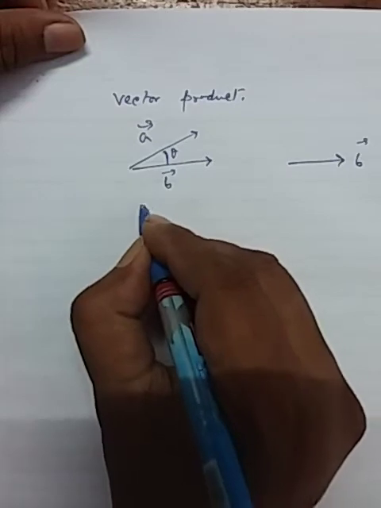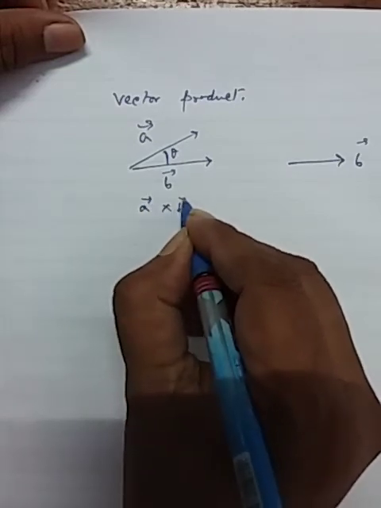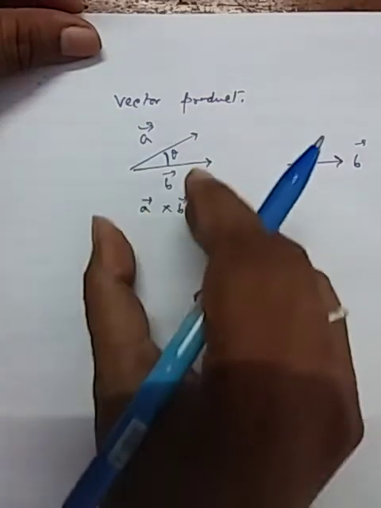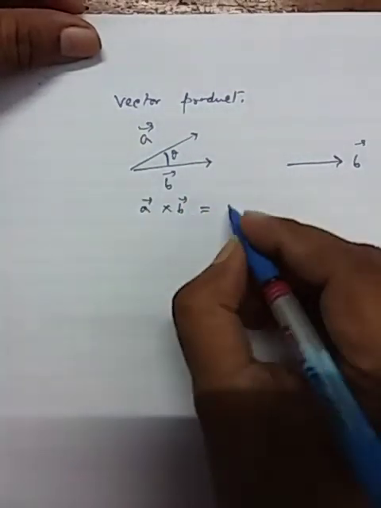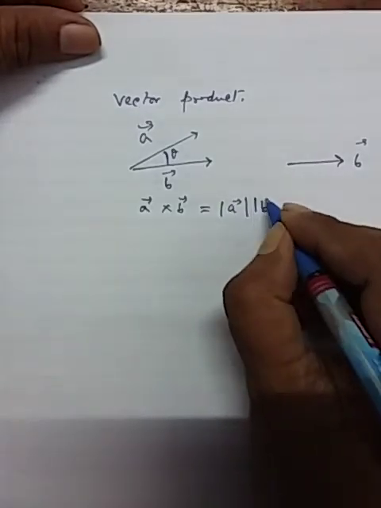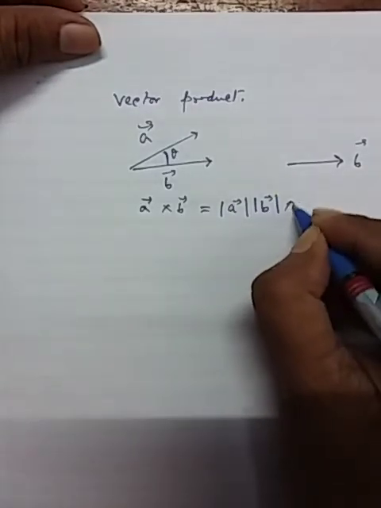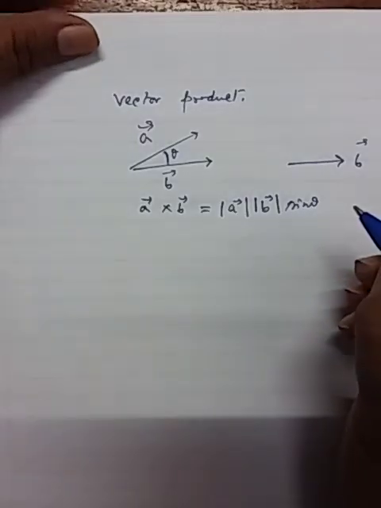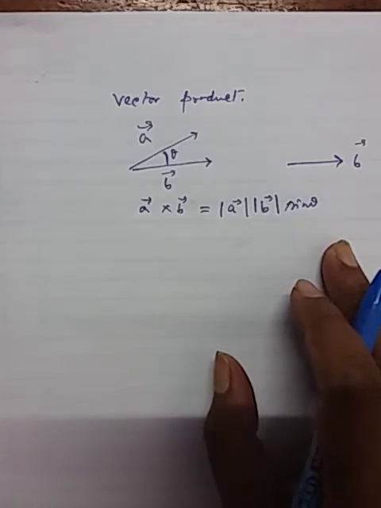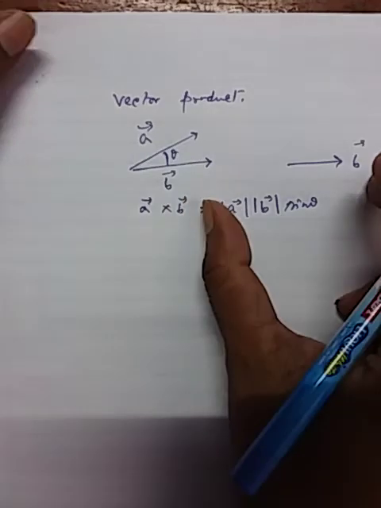So vector product is written as A cross B, also called the cross product. And what is the magnitude of this vector? It is magnitude of A into magnitude of B into sine of theta. Earlier it was cos of theta, now it is sine of theta. Okay. So this is the magnitude of this vector.